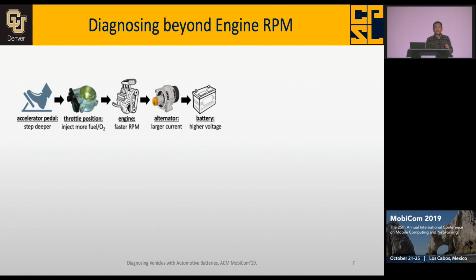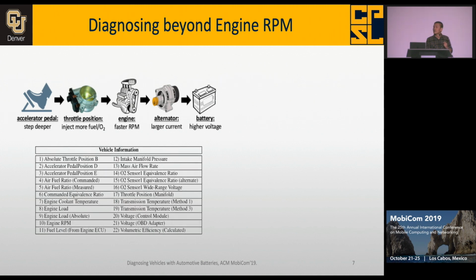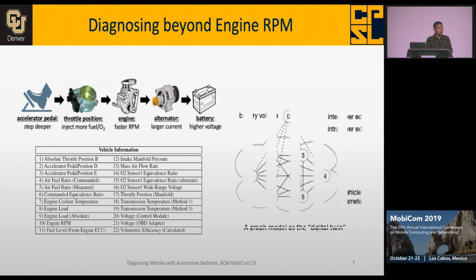So that means if we have voltage to RPM, we have a mapping, then very likely we will have a mapping from voltage to many other different vehicle information. And here we list, according to our results so far, there are 22 vehicle operation parameters or variables. We can identify some kind of relationship between these things and the battery voltage. And then we can construct a graph-based model to abstract these vehicles into a cyberspace as a digital twin. And this graph will help us in doing, let's say, real-time anomaly detection.